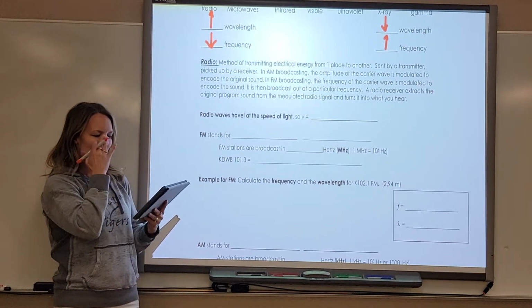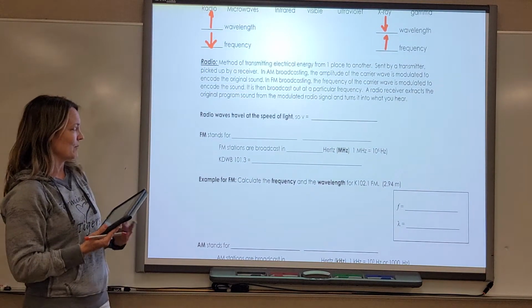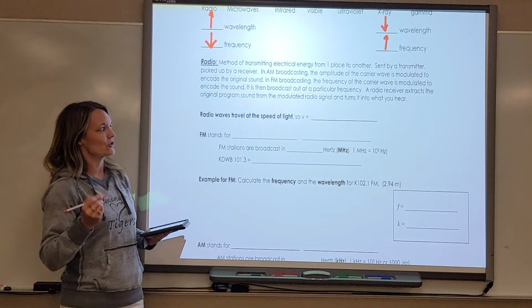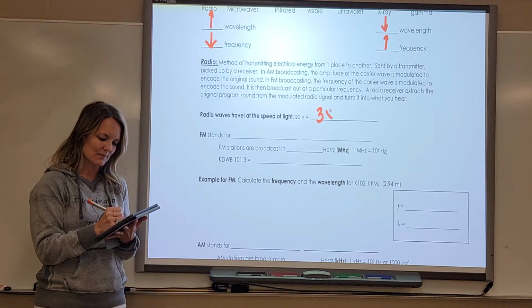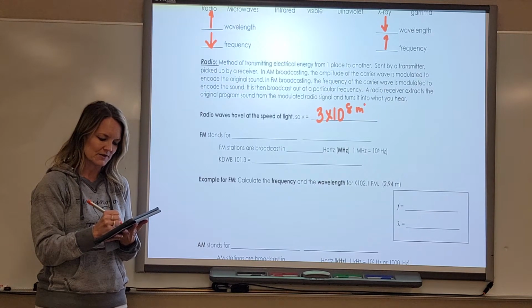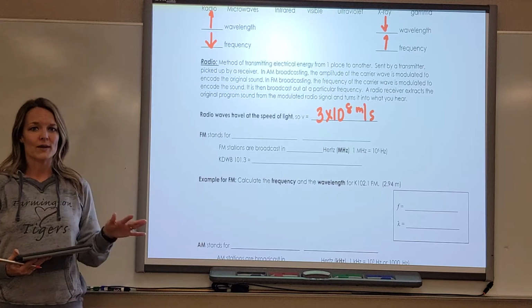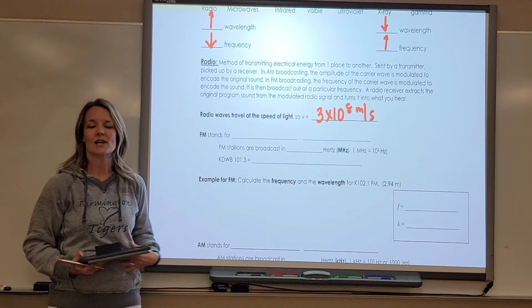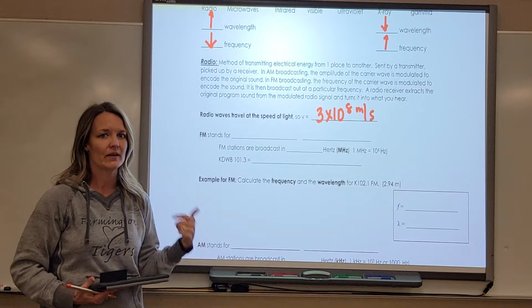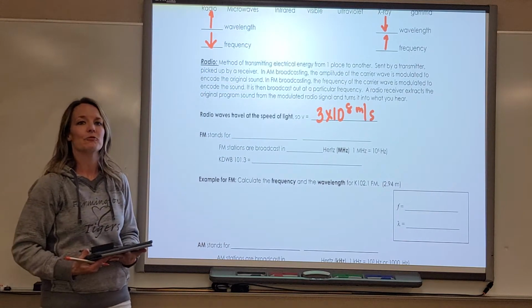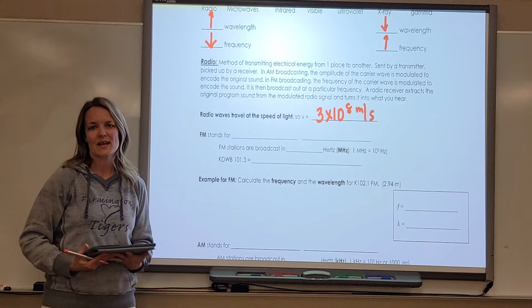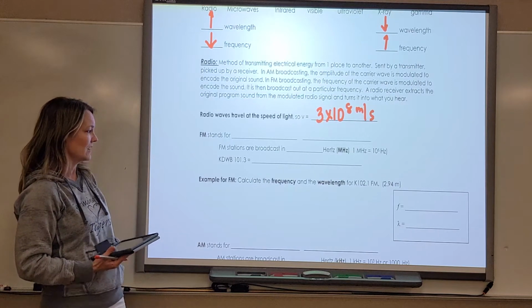Okay, so looking at the basics of AM and FM radio. Radio waves travel at the speed of light. So we have to know that v is 3 times 10 to the 8th meters per second. So this is always a given. Every single time when you're talking about radio waves, or light waves, or microwaves, any of those types of things on the electromagnetic spectrum, the v is always a given.